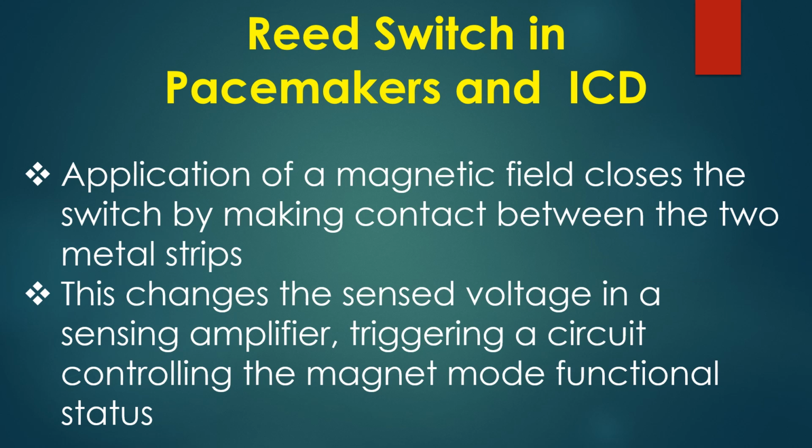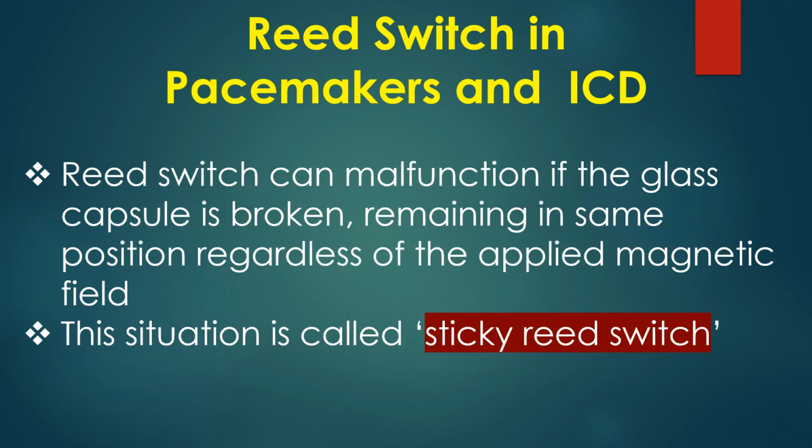strips. This changes the sensed voltage in a sensing amplifier, triggering a circuit controlling the magnet mode functional status. Reed switch can malfunction if the glass capsule is broken, remaining in same position regardless of the applied magnetic field. This situation is called sticky reed switch.